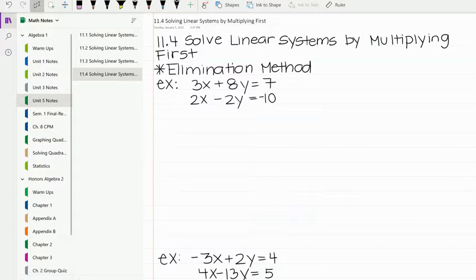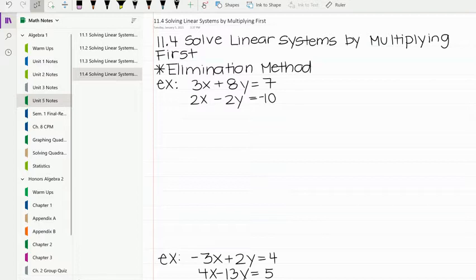Well, some of you asked in class, what happens if they are not the same? Like, what if it's not 2y and negative 2y? Well, that brings us to today, right? So what we will have to do is multiply possibly one or both equations by something to make them the same.